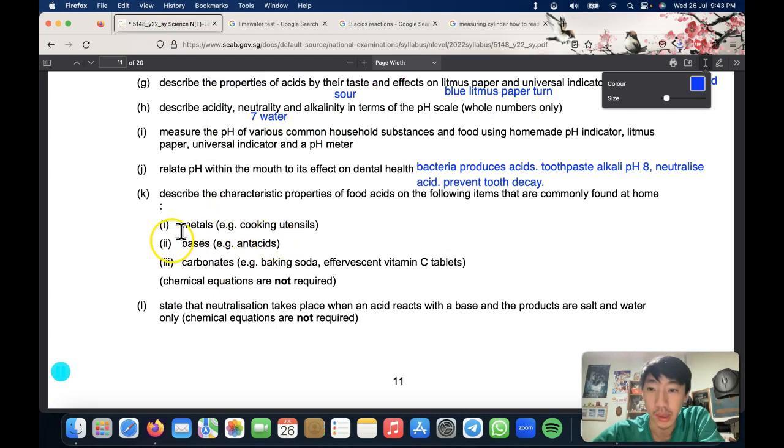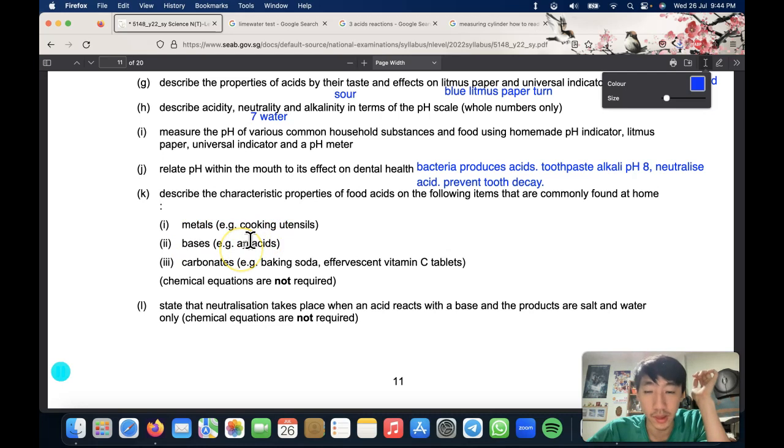What will the acid do to the metal? Acid will actually corrode the metal, and in what way? Because we saw that video just now, where the metal is actually being corroded and giving out hydrogen gas. In the same way, the acid would corrode the metal, and then it would cause the metal to become useless after a while on the cooking utensil.